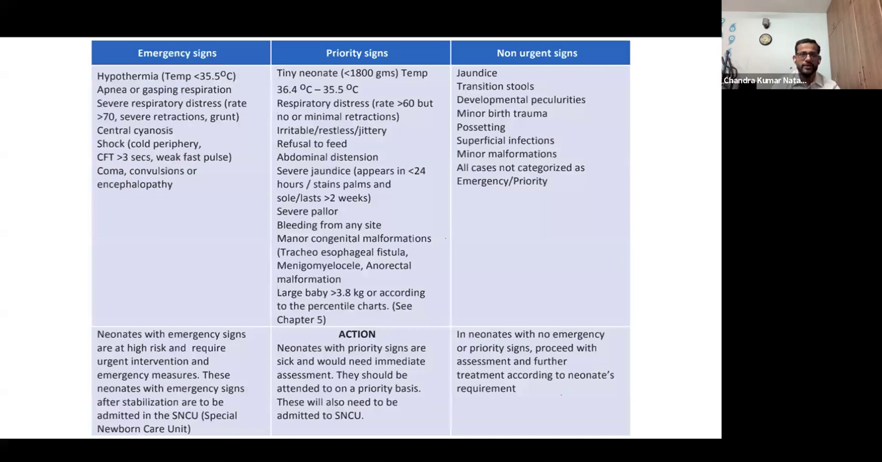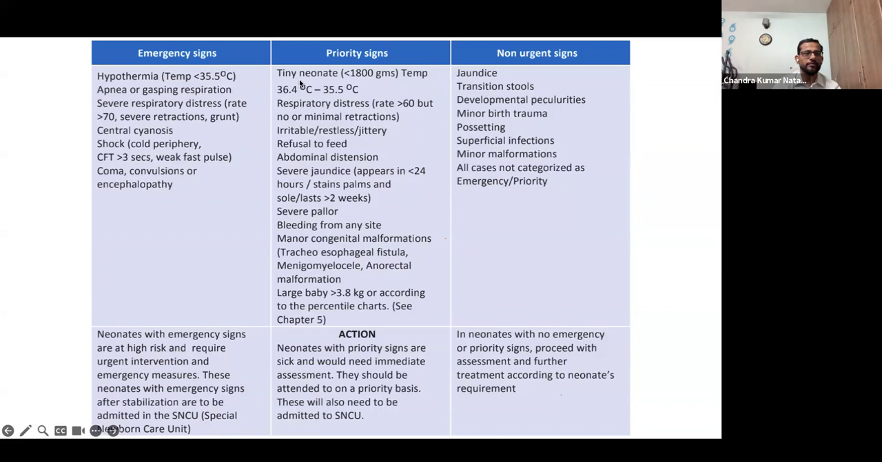So again, in this table, a quick summary of what are all the conditions which we have described as emergency signs and what we are supposed to do. Okay, so a quick recap: hypothermia, apnea, gasping respiration, severe respiratory distress, central cyanosis, shock, coma, convulsion, or encephalopathy. These babies are at high risk and they require emergency intervention. And after stabilization, you will shift to NICU.